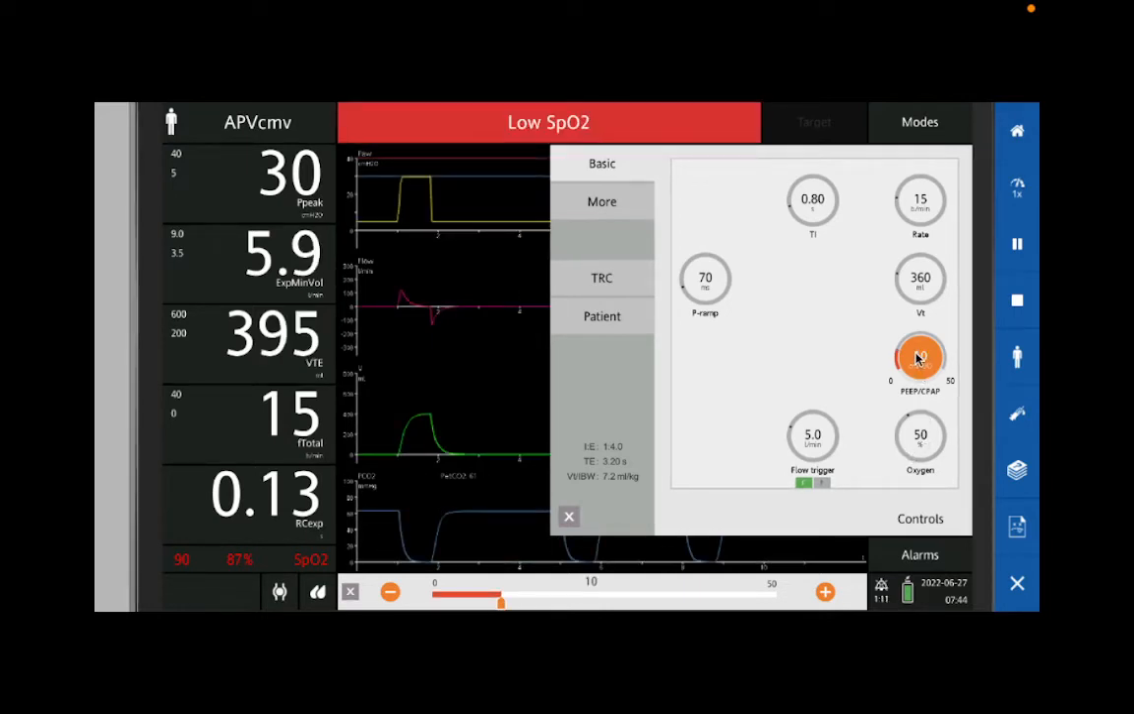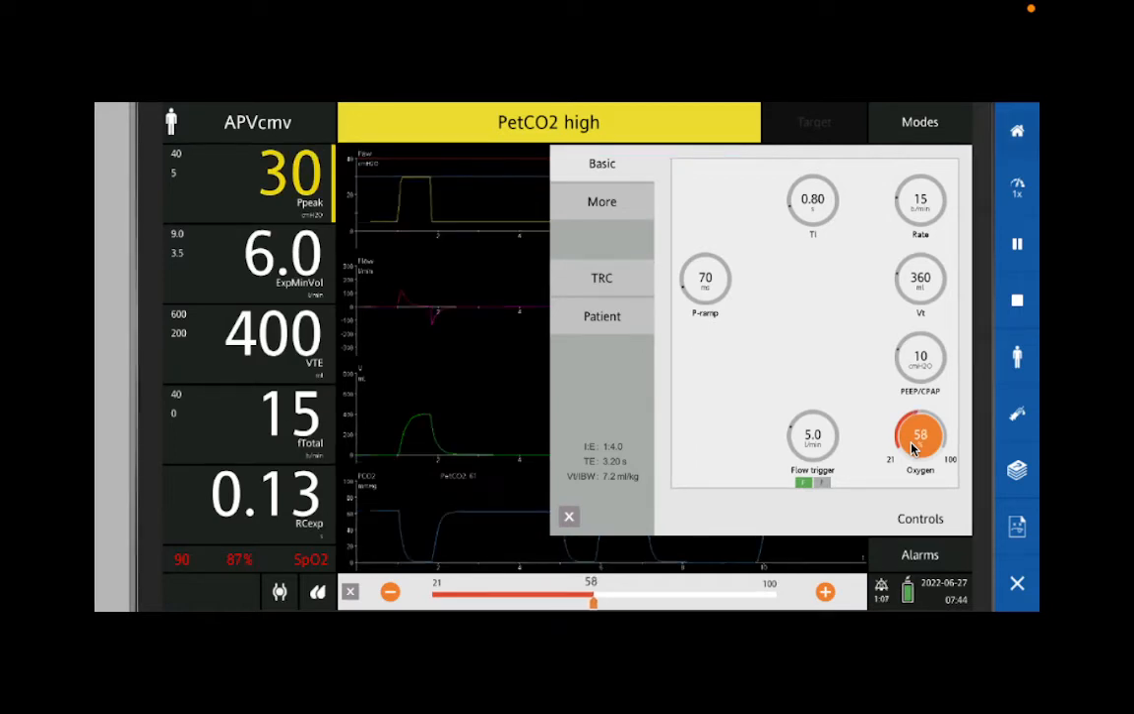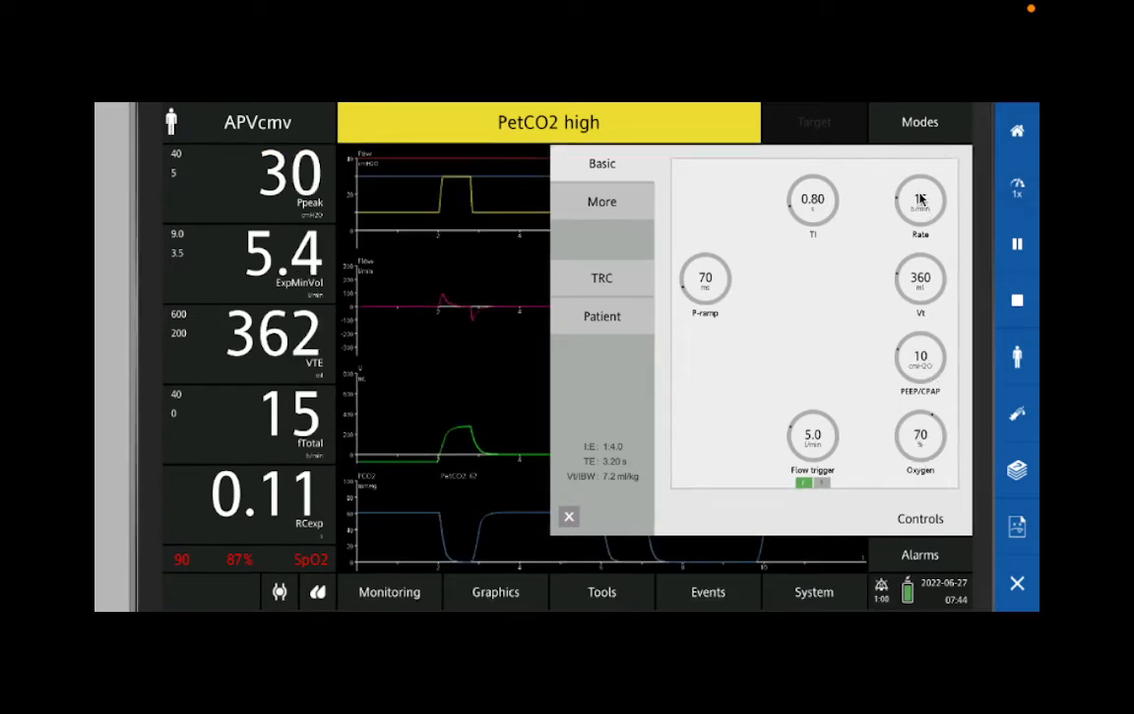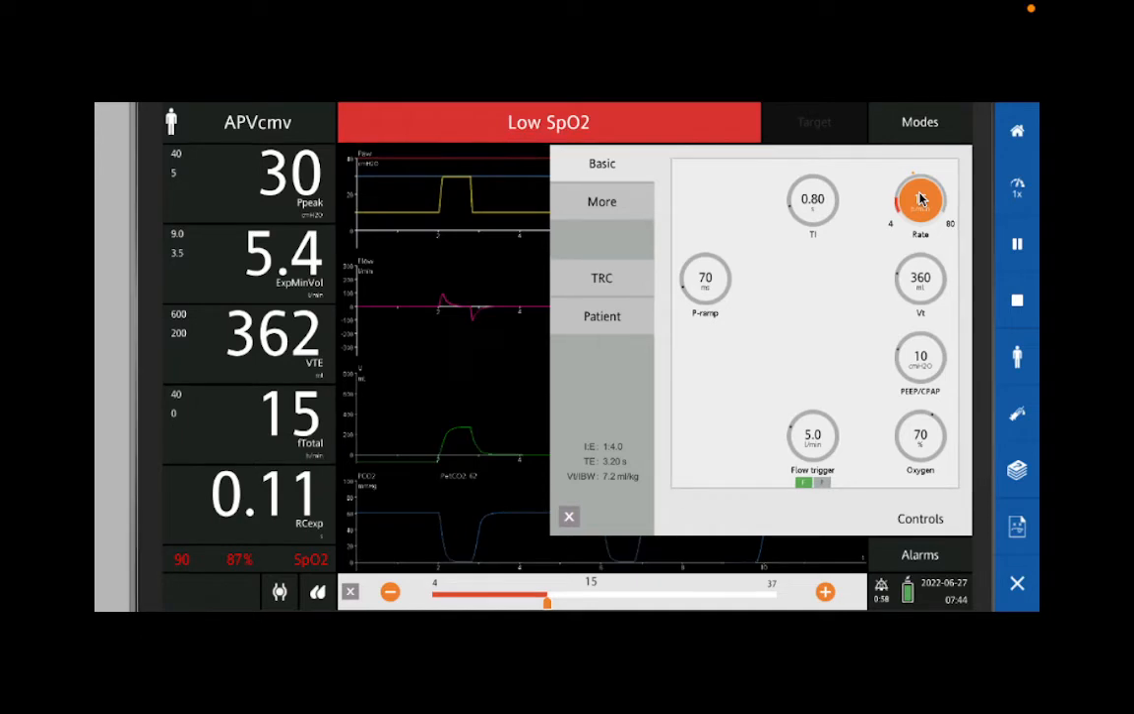All right, what FiO2 do you want to start with? 70? All right. What rate do you guys want to start with? I got a vote for 12. I got a vote for 15. Any other votes?